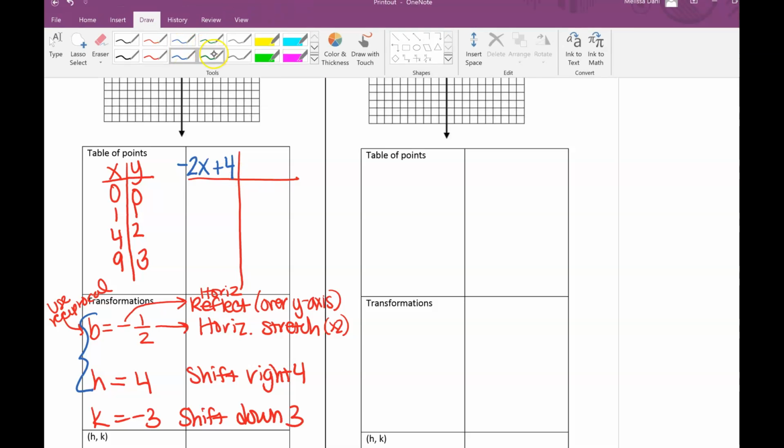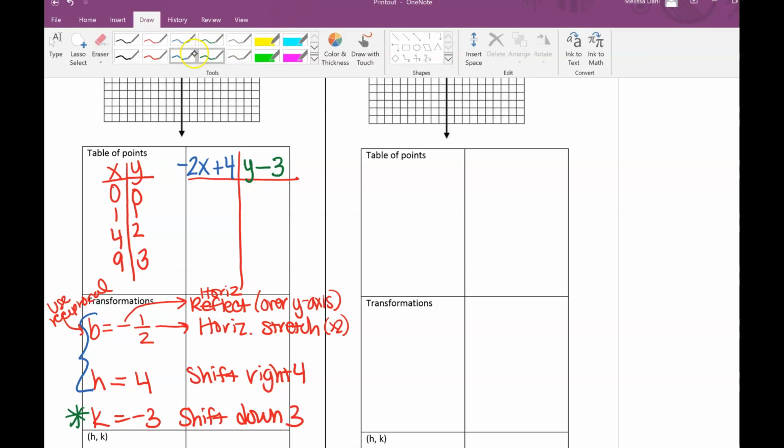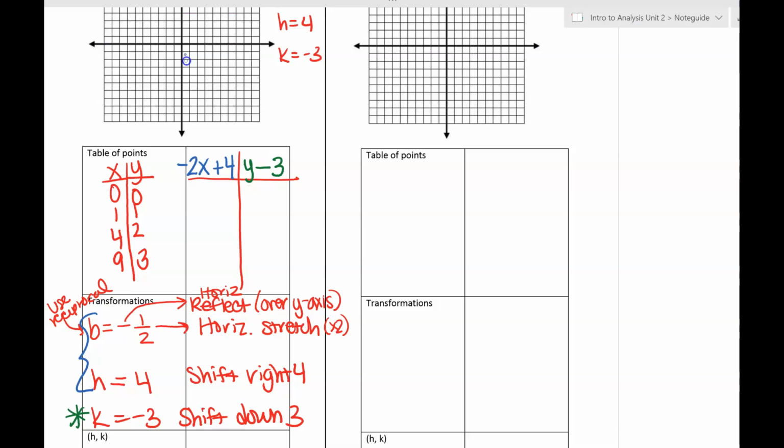We have a reflection and a stretch, and then a shift to the right 4. For our vertical transformations, there's just one. We have a shift down 3. So those y coordinates are all going to get 3 subtracted from them. And then we're going to go through and perform these operations on the different x and y values.